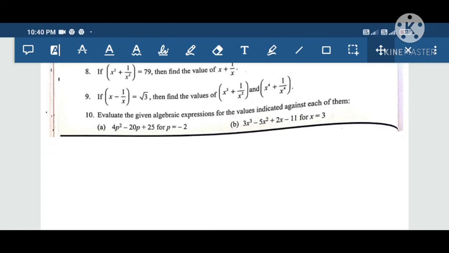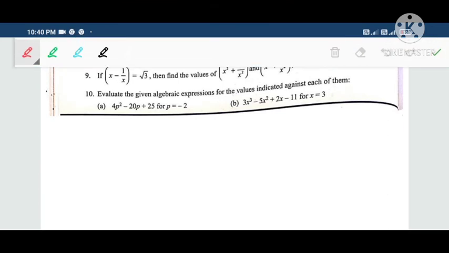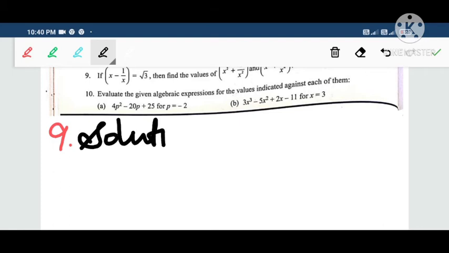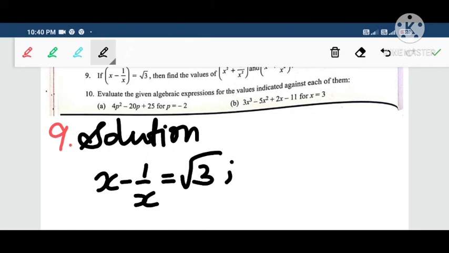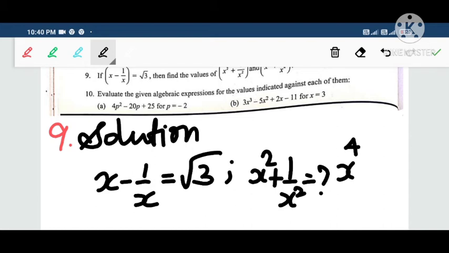So now we move on to the solution. The given value for question number 9 is x minus 1 by x is equal to root 3. What do we need to find out? We are supposed to find x square plus 1 by x square, and likewise x to the power 4 plus 1 divided by x to the power 4. We need to find both values, x square plus 1 by x square and x to the power 4 plus 1 by x to the power 4.